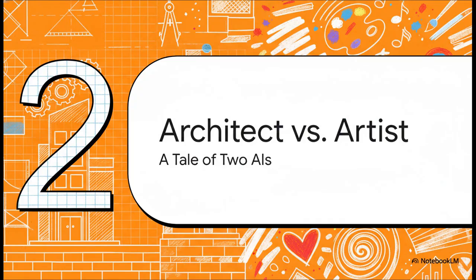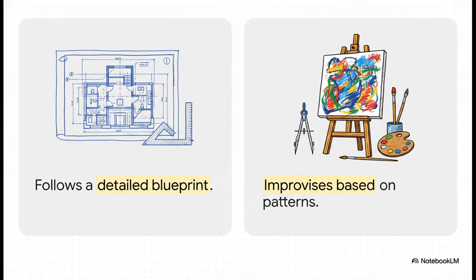To make this idea really stick, let's use a metaphor. Let's think of these two AI paradigms as the architect versus the artist. One builds with precision and rules, the other creates with intuition and inspiration. So let's break down how they work. The architect, that's our symbolic AI. It follows a detailed blueprint. Every step is planned, it's logical, it's predetermined. The artist, our neural AI, it improvises. It looks at millions of examples and then creates something new based on the patterns it recognizes.